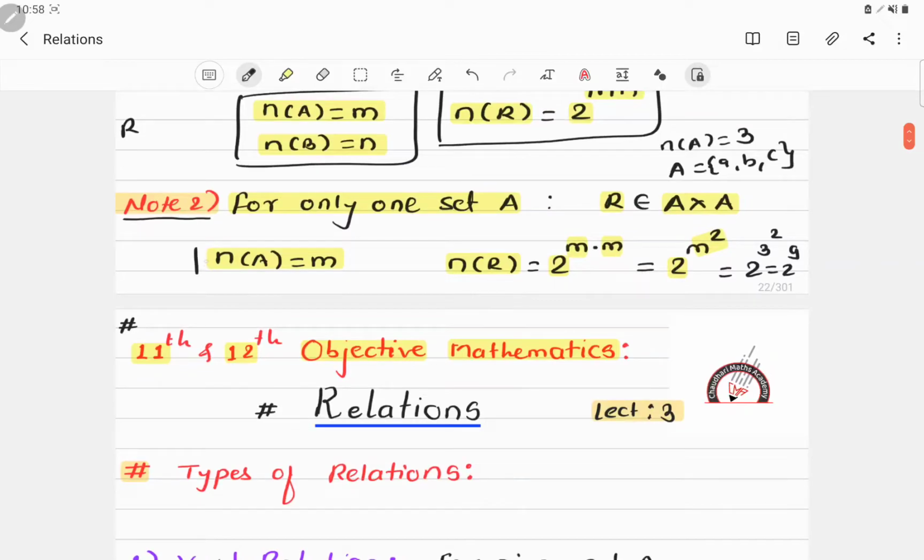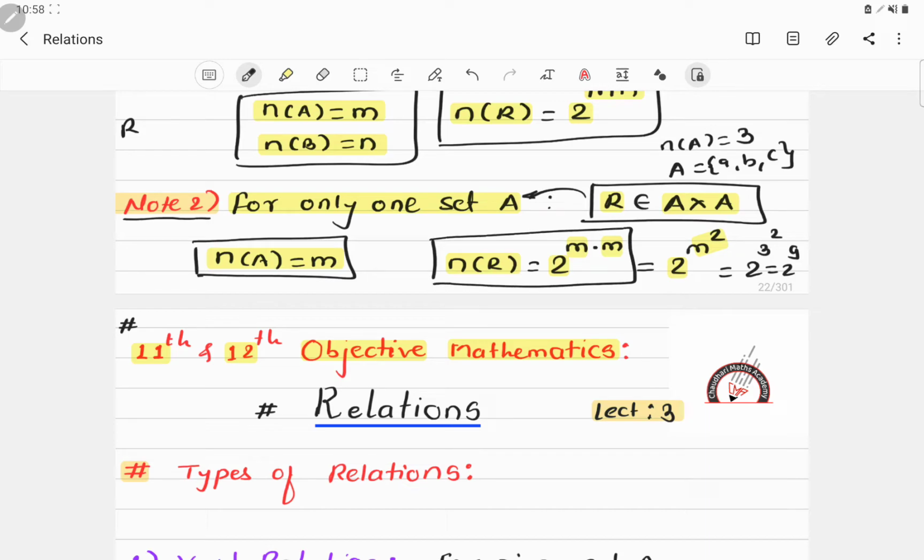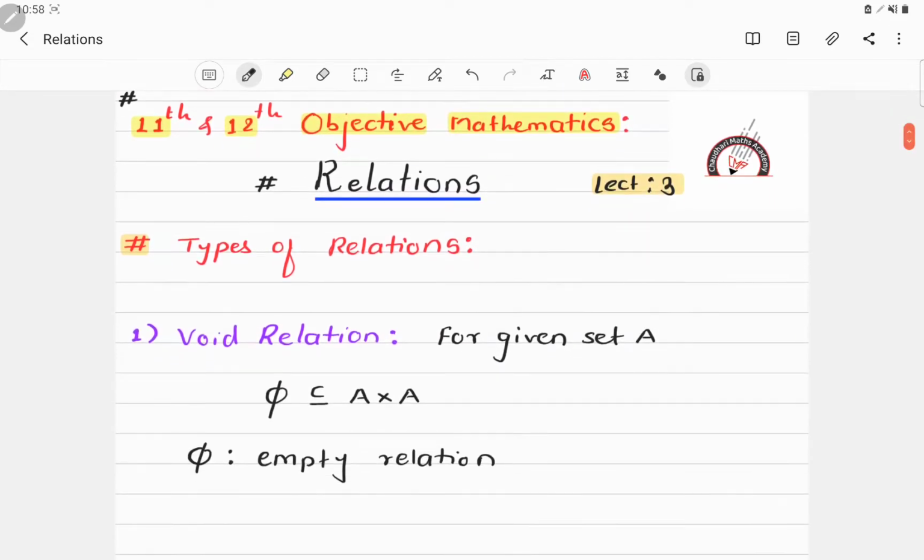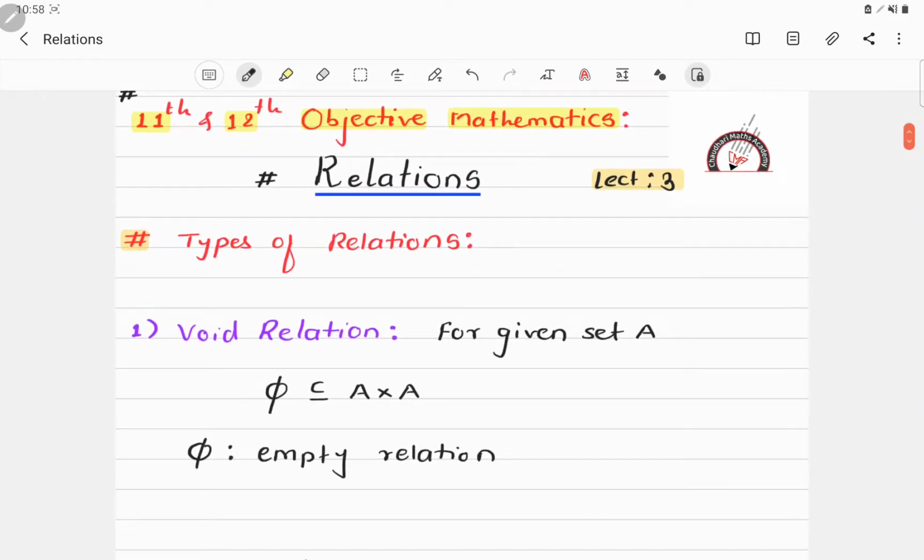Then if it is a Cartesian product with itself, or the relation only belongs to the set A, then the total number of relations possible is 2 raised to m into m, or we can say 2 raised to m square. Just remember this particular fact. This might occur in one of the objective questions, right?